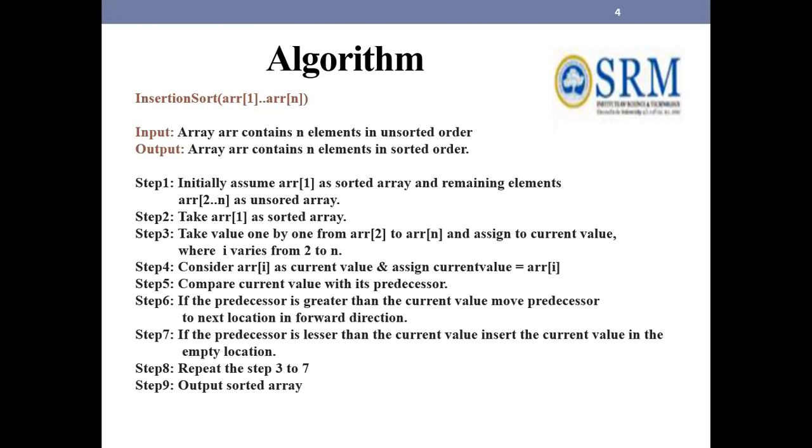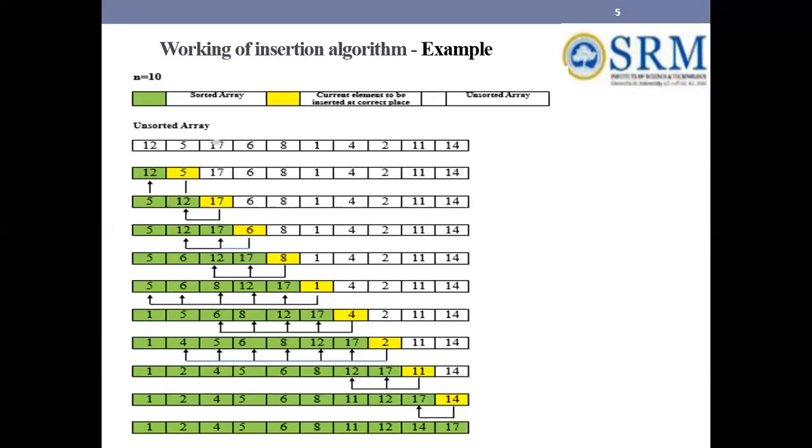So we have a sorted array and an unsorted array. Take the first element from the unsorted array, compare it with its predecessor. If the predecessor is greater than the current value, move the predecessor to the next location. Else, store the current value in the current empty location. That is the algorithm. Next, we will see how it works.